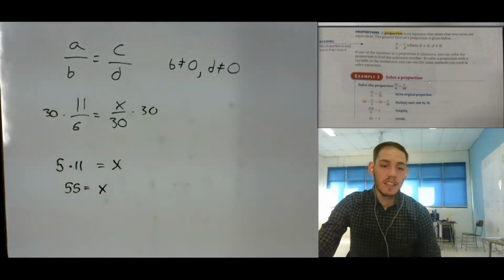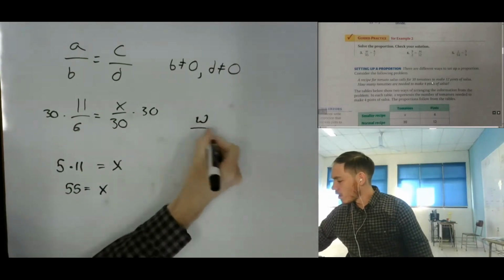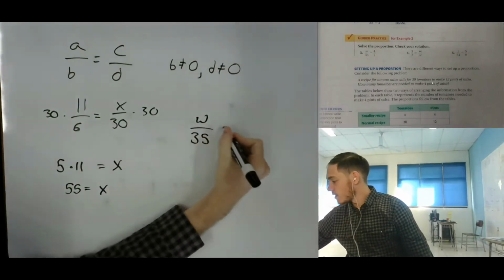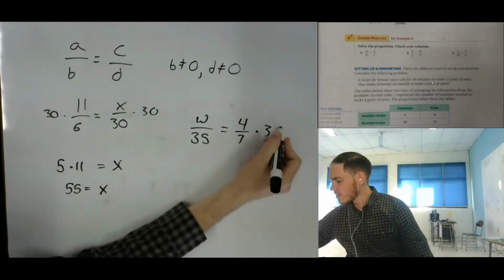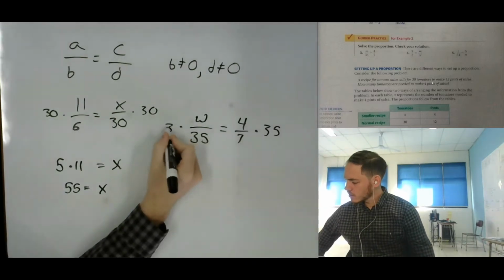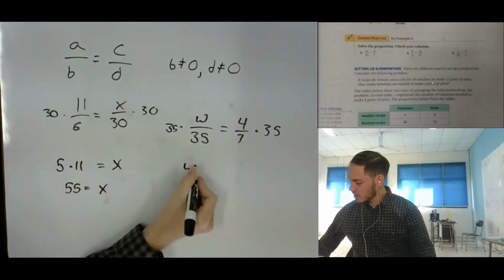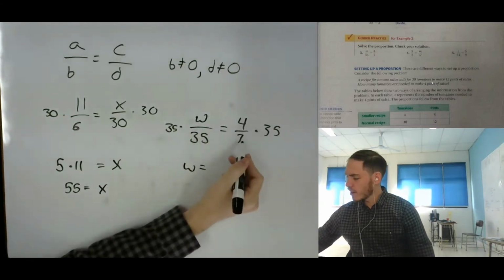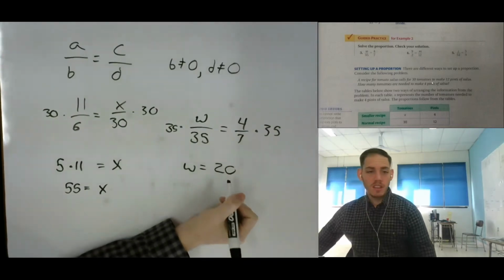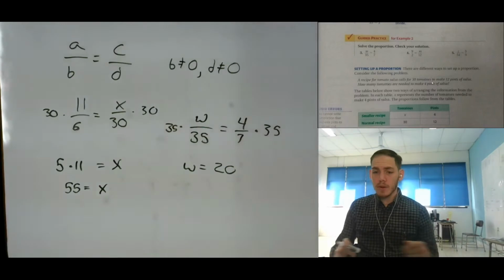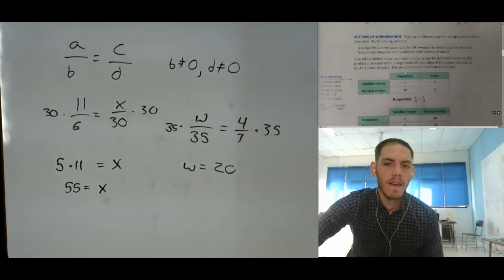Now, let's look at another example. We've got w over 35 equals 4 over 7. So again, we multiply both sides by 35. The 35s cancel here, so we get w. And then 35 divided by 7 is 5. 5 times 4 is 20. So our answer is w equals 20. Okay? You don't need to worry about this.